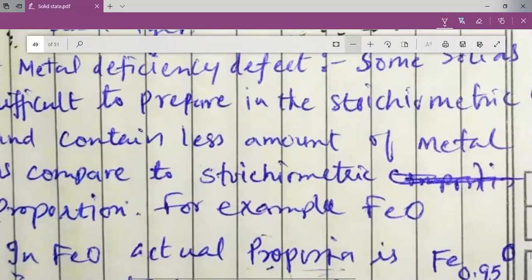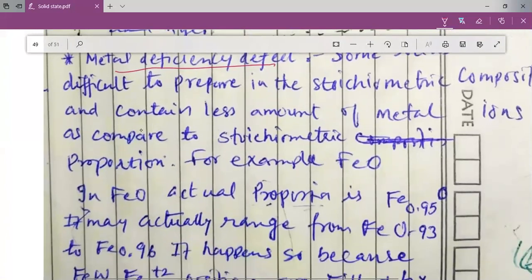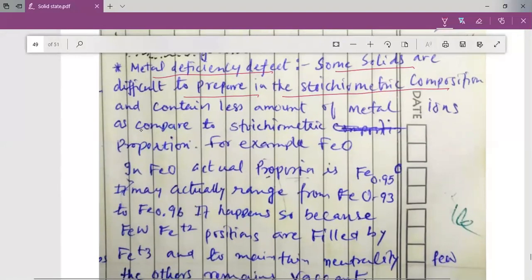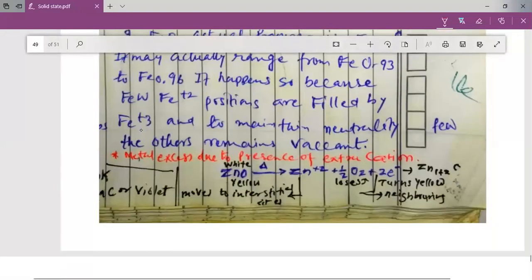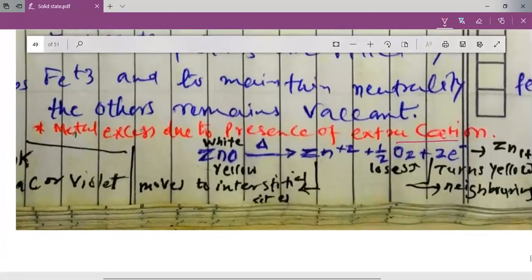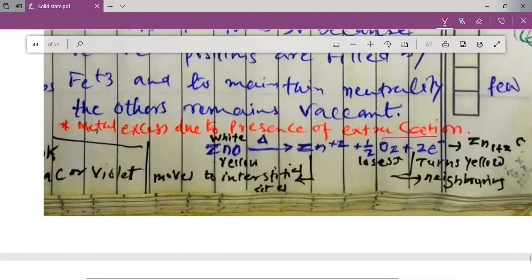Now we want to study the metal deficiency defect. In some other cases, what happens? Let us study, dear student. Some solids are difficult to prepare in the stoichiometric composition, my dear students. Before we study that, let us understand the metal excess due to the presence of extra cation.